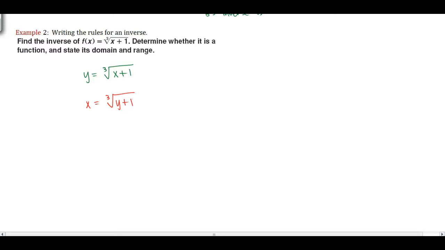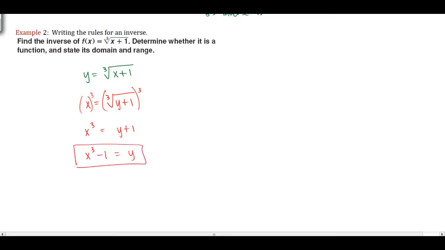Well, let's pretty it up. We like these things to say y equals. So let's go ahead and make this say y equals. The way I'm going to do that is I'd like to get rid of this cube root, so I will cube both sides of the equation. And we have x cubed equals y plus 1. And now I will move that 1 over and I will have x cubed minus 1 equals y.